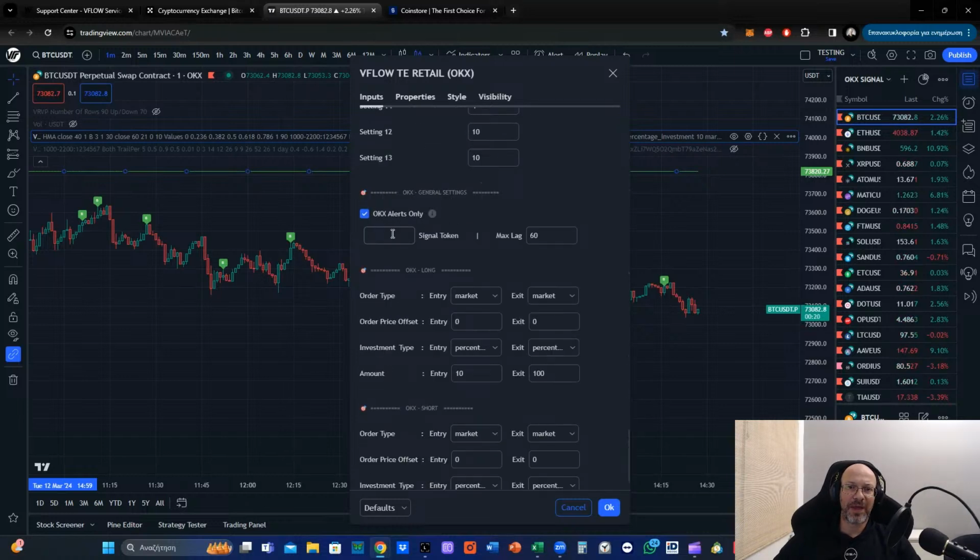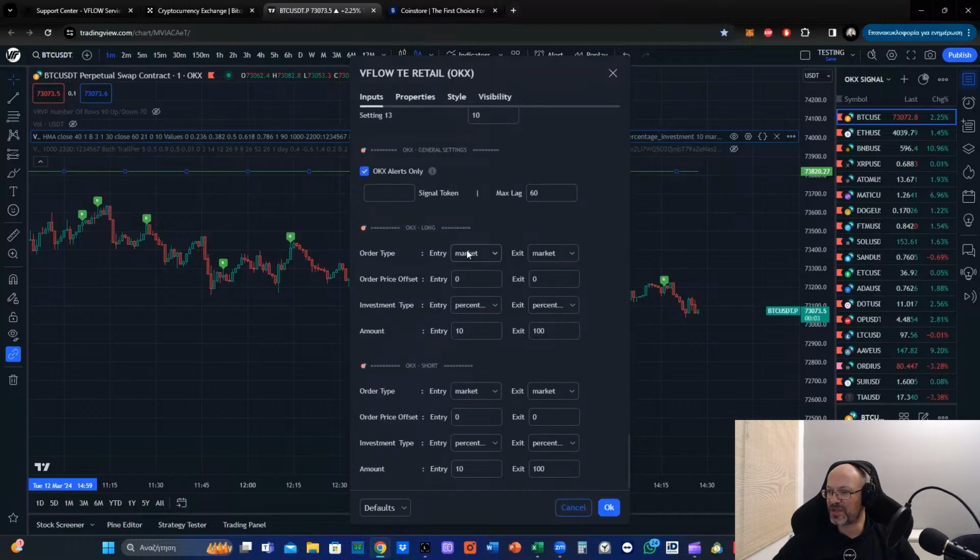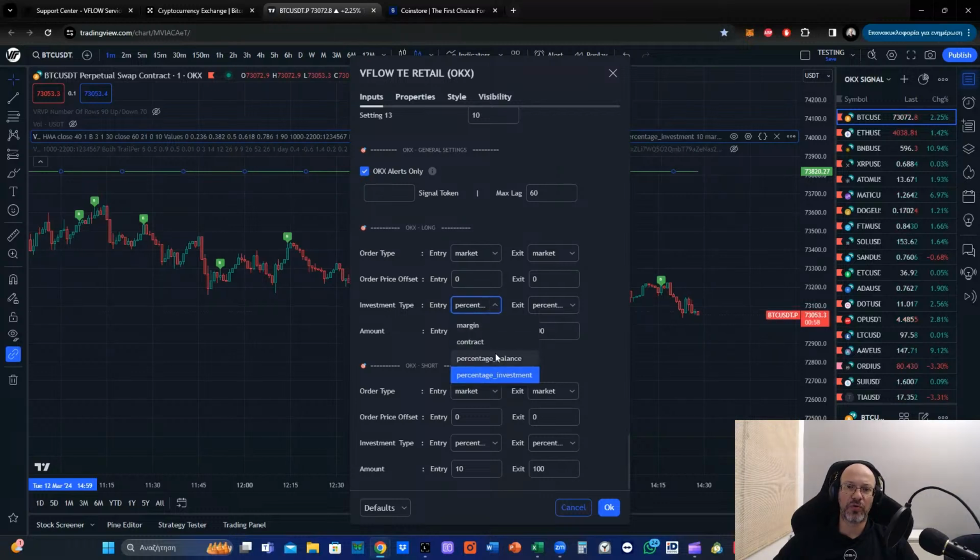Here you are going to paste the signal bot ID. So when you set up a new bot at OKX, you get this signal token, which is a string of letters and codes. You paste it here as the signal token. You don't have to change anything. You just have to go here to the investment type and select whether you want to use the percentage balance, meaning that you're going to reinvest your profits by opening the position, or you want the initial investment, the initial balance of your wallet, always to be the amount which you are going to open a position with 10 level.